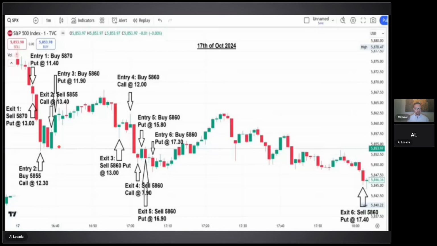So we continued then 2 minutes later with the 5855 call. So I changed direction here. We bought it for 1230, and we could close this one 3 minutes later for our profit target of 110 at 1350. This is exit 2.